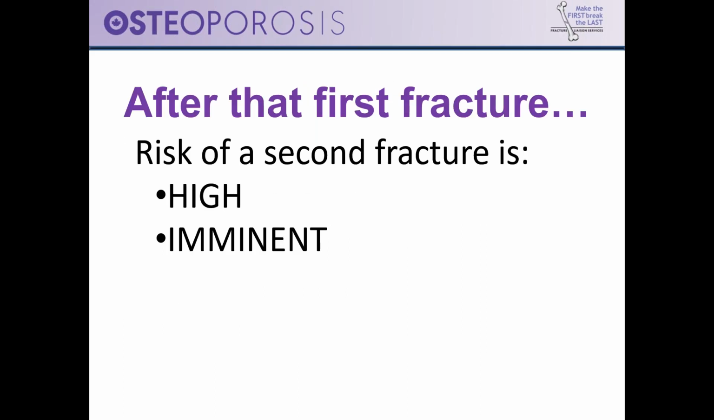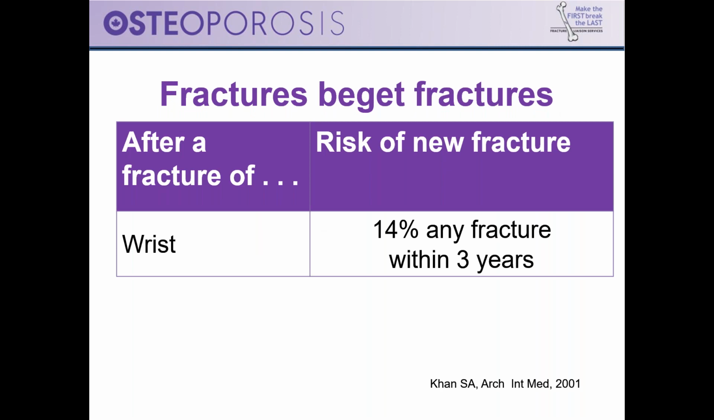After that first fracture, we know that the risk of a second fracture is high, but on top of that, it's also very imminent. Typically, the highest risk is within the first 1 to 5 years after that broken bone. How high is it? After a broken wrist, close to 15% will come back with a new fracture within the next 3 years. This fracture group is a very diverse group. Some of the patients will break again in the next year or two, but for some, their next fracture may not be until the next 40 years.